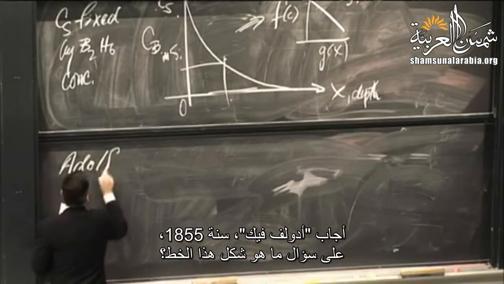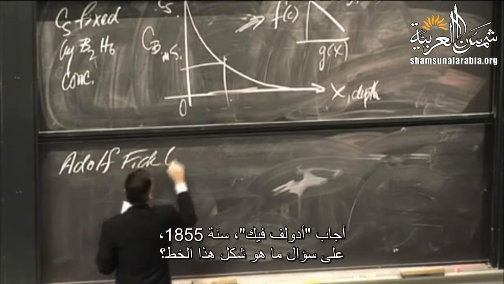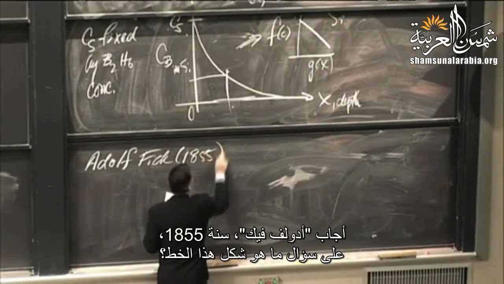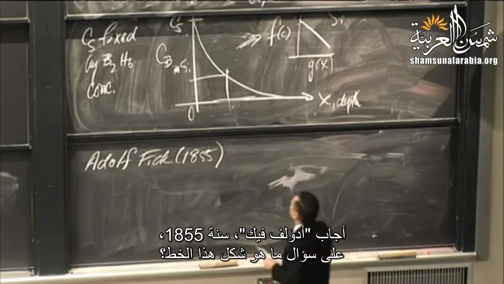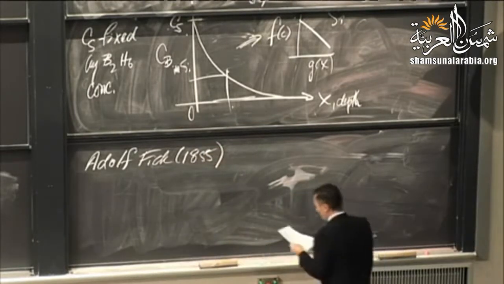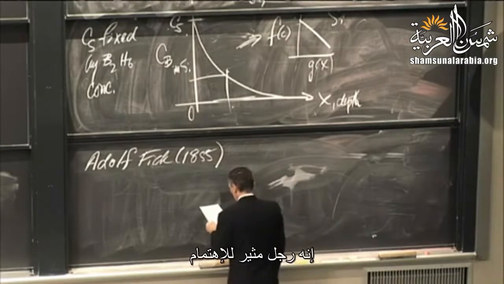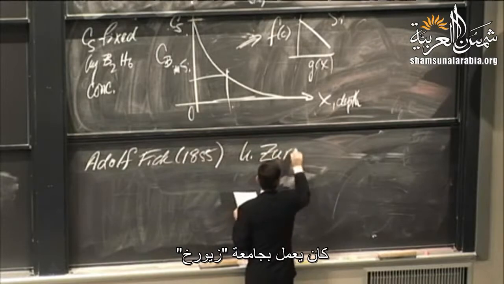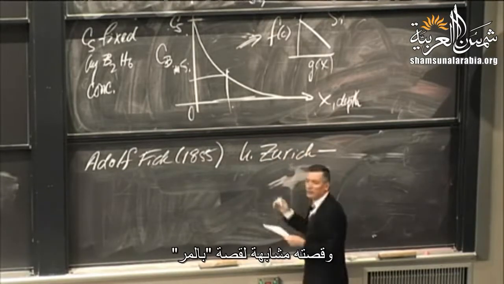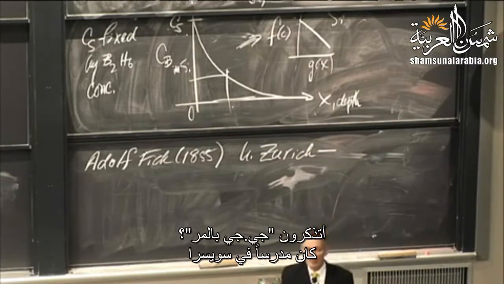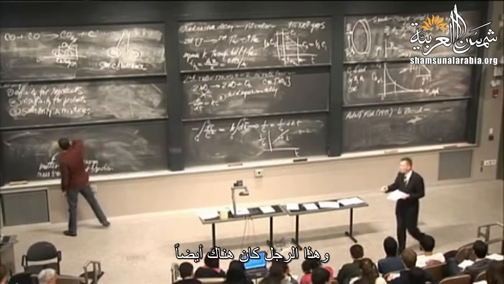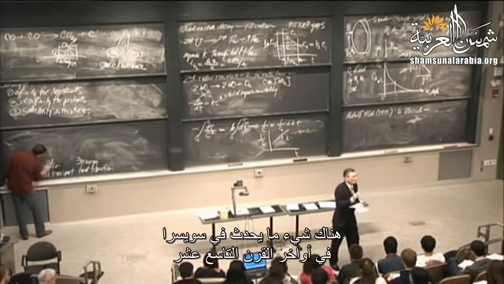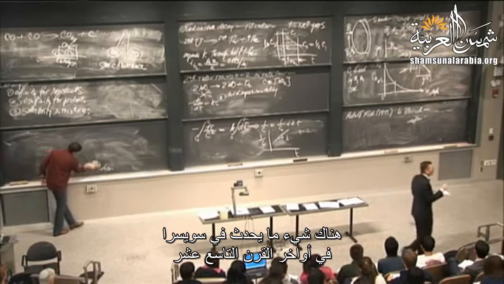So we need to know what the rules are here, and the mathematical formulation was set by Adolf Fick. Adolf Fick, 1855, answered the question, what is the form of that line? He's an interesting guy. He was at the University of Zurich. And it's sort of like the Balmer story. Remember J.J. Balmer was the school teacher in Switzerland? This guy was in Switzerland too. Something going on there in Switzerland in the late 1800s.